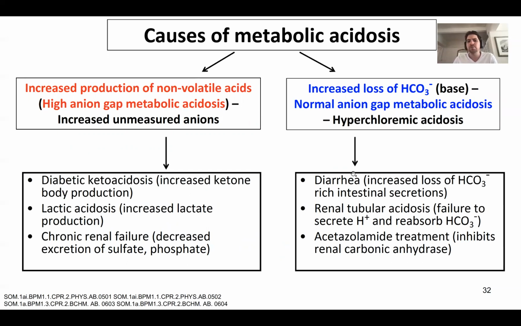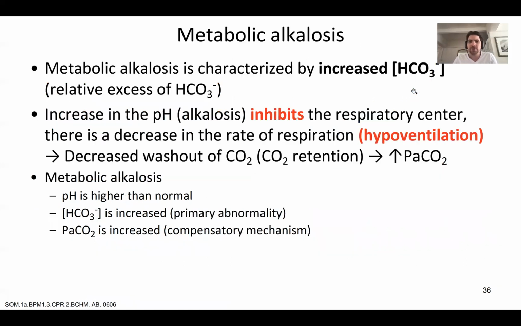So like I said, the one they'll probably ask you about is diarrhea. You're getting rid of the bicarb. Renal tubular acidosis, again, it has acidosis in it, so it's metabolic acidosis. Acetazolamide is going to prevent the reabsorption of bicarb. It's a medication they use for altitude sickness. So if you use that, it can lead to increased excretion of bicarb.